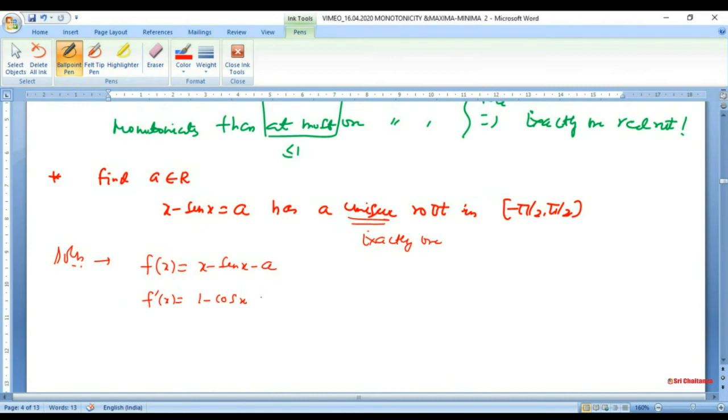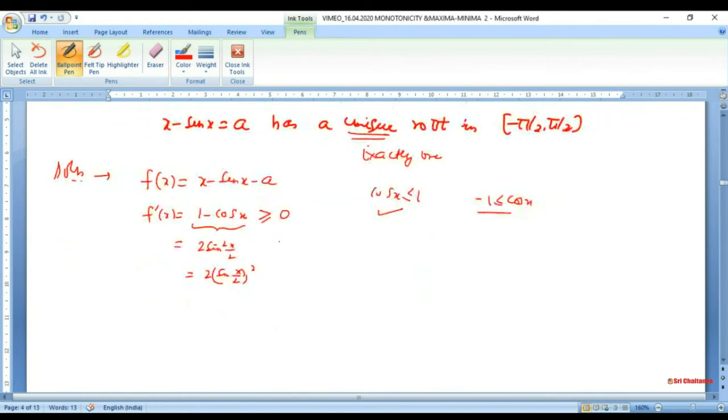We know that this is greater than or equal to 0 because cos x is always less than or equal to 1. Of course, minus 1 less than or equal to cos x is also true, but we don't need that; we just need this one to conclude this. Cos x does not exceed 1, and so it's non-negative. We can also see this by the half angle formula: 1 minus cos x is twice sine square x by 2, that is 2 times sine x by 2 whole squared. A square is never negative, so it is always non-negative, and so this also tells you f prime is non-negative.